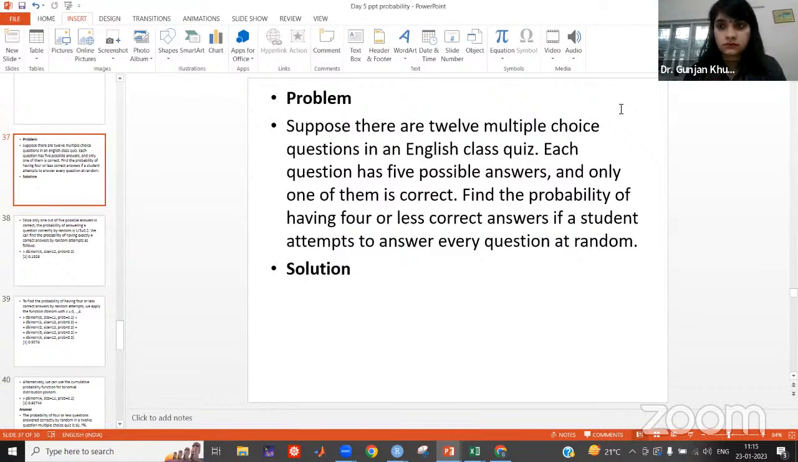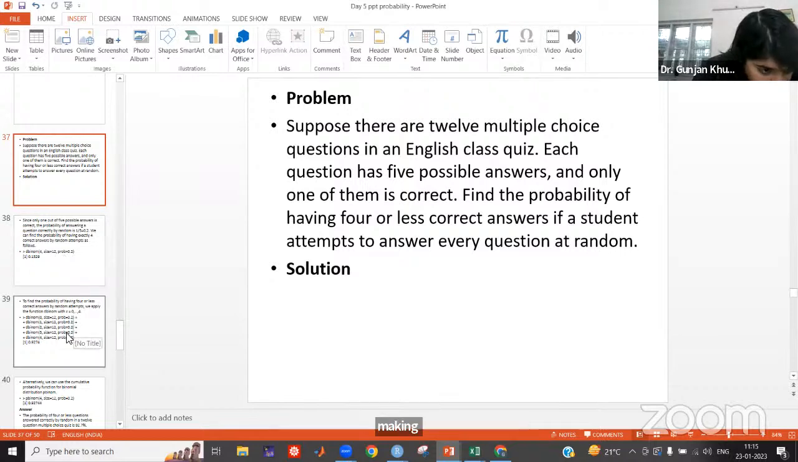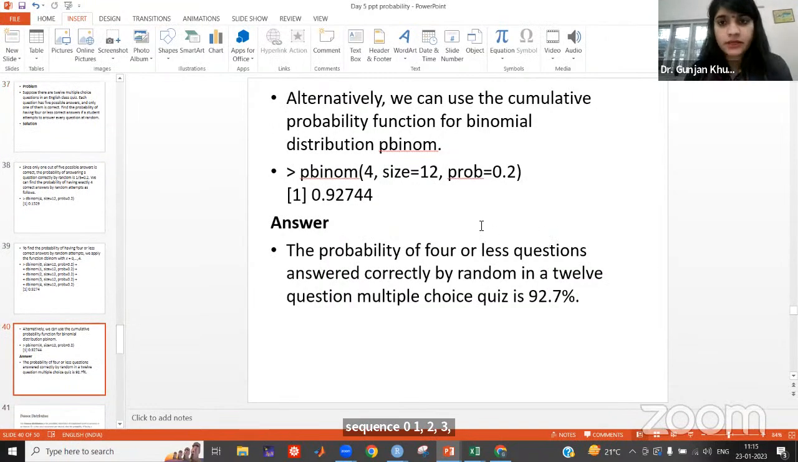Ma'am, is it 0.7945689? It should be. Which function are you taking? P binom, right? We have calculated P binom for 4, plus the sequence 0, 1, 2, 3. So see, this is how you have to calculate.